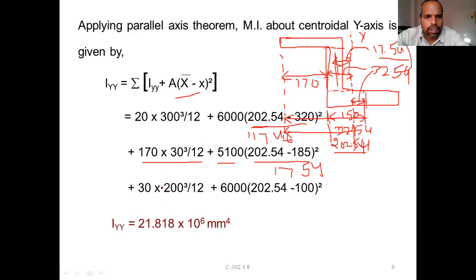So the third one is 30 into 200 cubed by 12. That is nothing but, for this one, this will be the width and this will be the depth, meaning it is db cubed. Okay, 30 into 200 cubed by 12 plus 6000, that is the area.